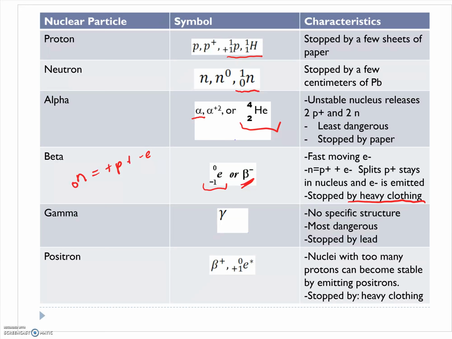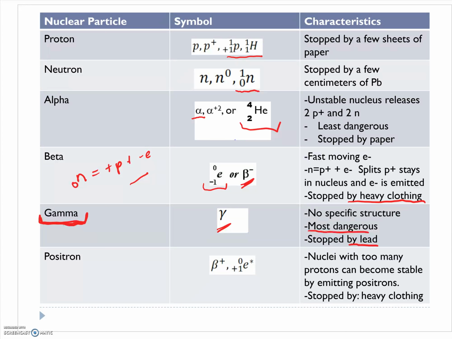Okay. Now the gamma particle, or the gamma rays, this is a gamma in the Greek letters. It does not have a specific structure like you see in these other four, and it is the most dangerous, and you have to have lead to stop it. We also have a particle called the positron. The positron is the exact opposite of a beta particle, the beta particle being the electron.